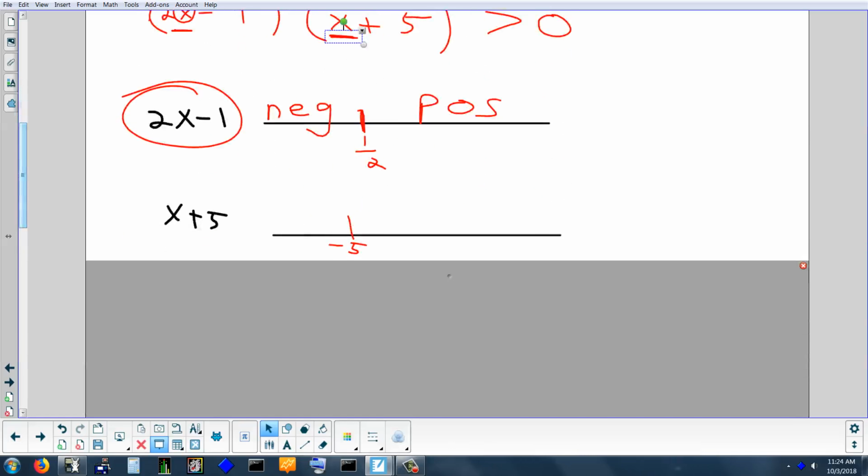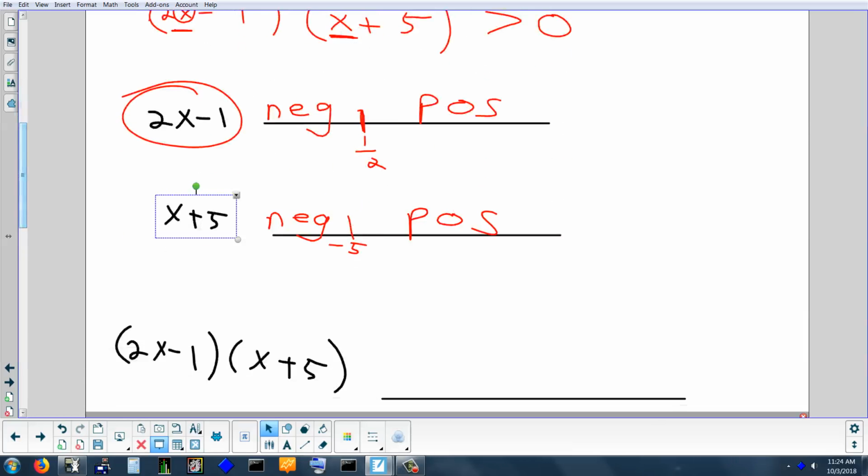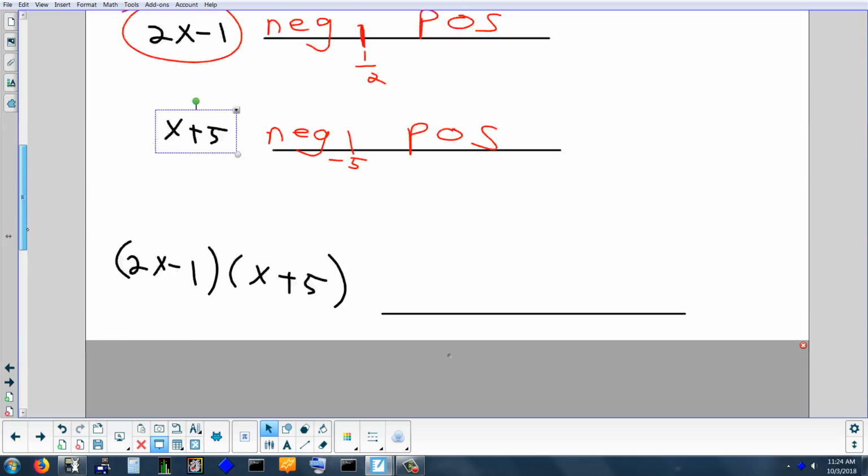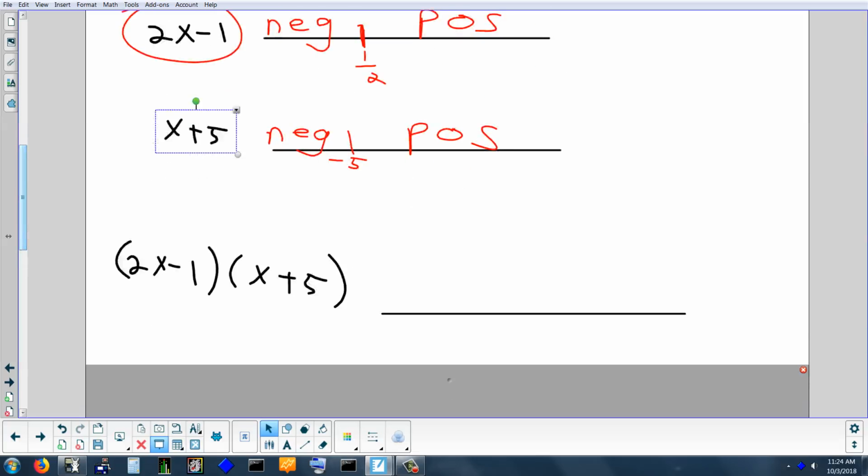So plug in a number smaller than -5, like -10. -10 plus 5, that's a negative. Plug in a number bigger than -5, like 0. 0 plus 5, positive. Now we're going to combine those two into one number line. So on this one, we're going to mark both roots on the same number line.